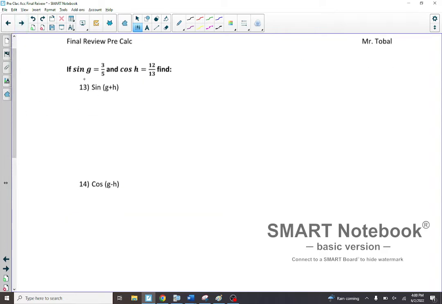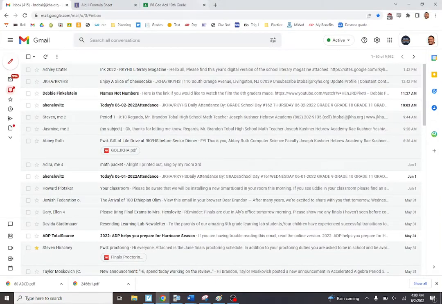For this one, we're going to take sine g is 3/5 and cosine h is 12/13. Find sine of g plus h. So the sine one is, you know what? Rather play it safe.